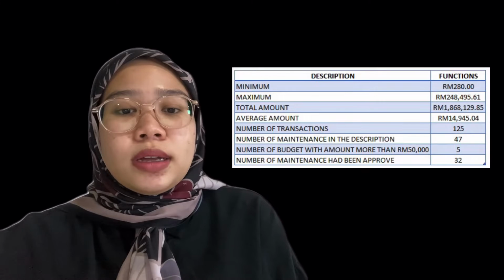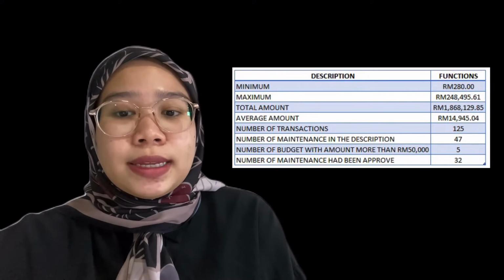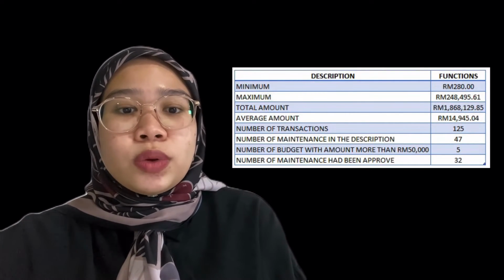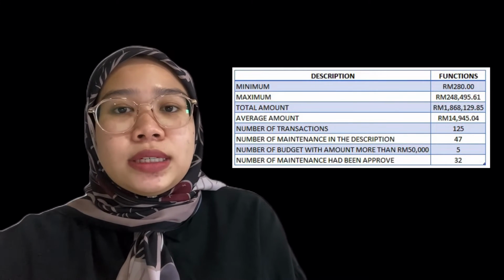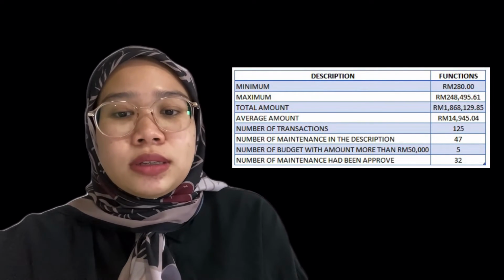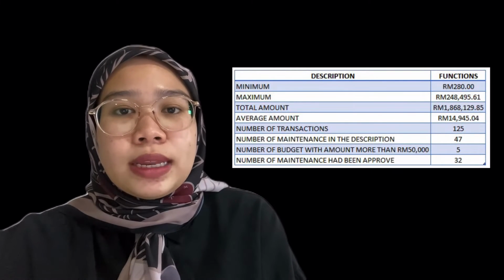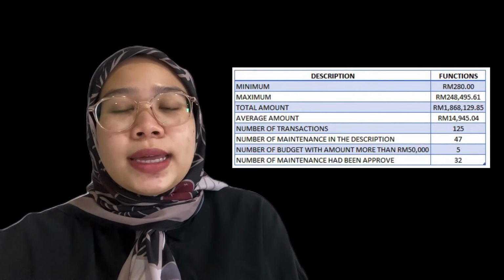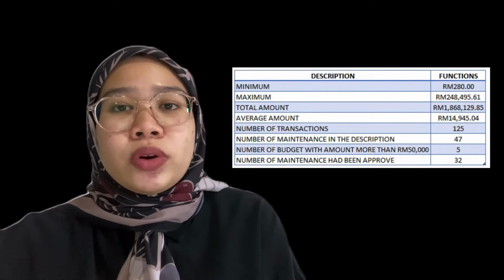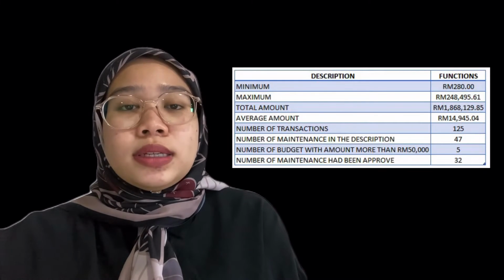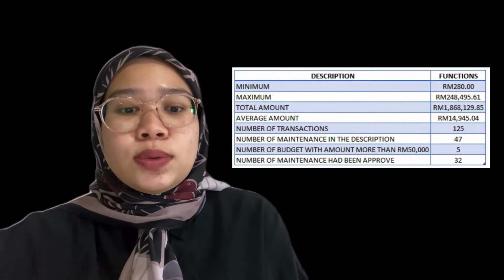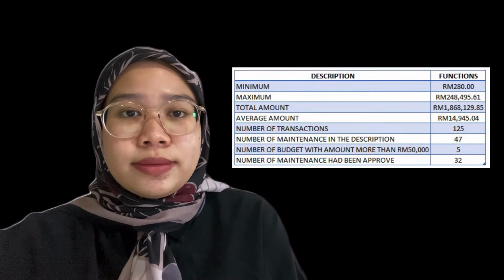According to the data, the company spent a total of 1,868,129 ringgit and 85 cents on 125 activities, averaging 14,945 ringgit and 4 cents per activity. However, 5 activities had exceeded the predetermined budget by more than 50,000. The total number of approved maintenance operations is 32 out of a total of 47.